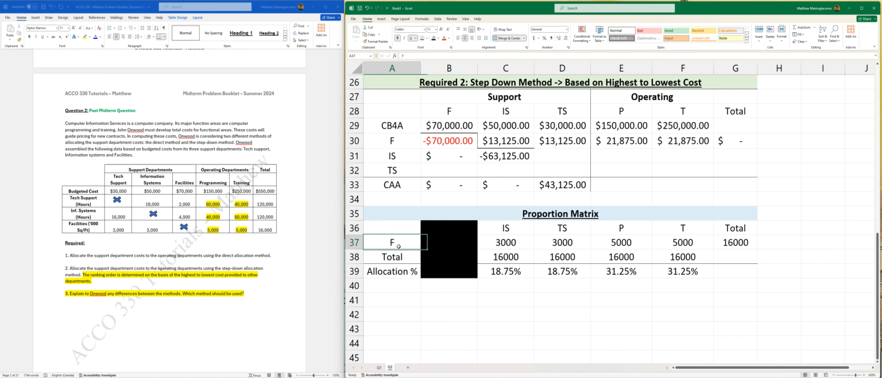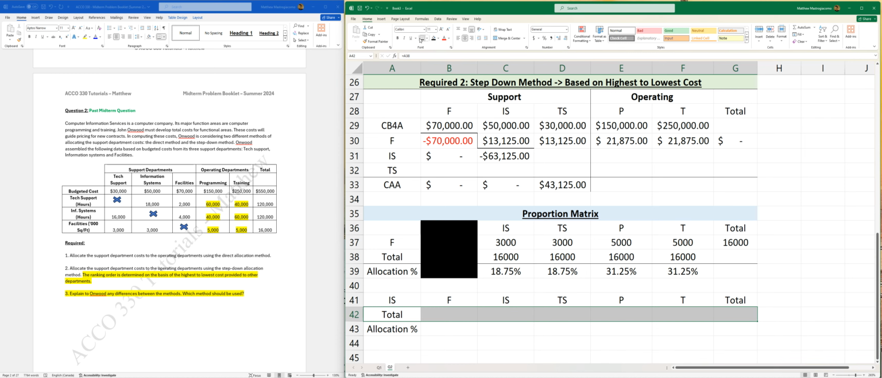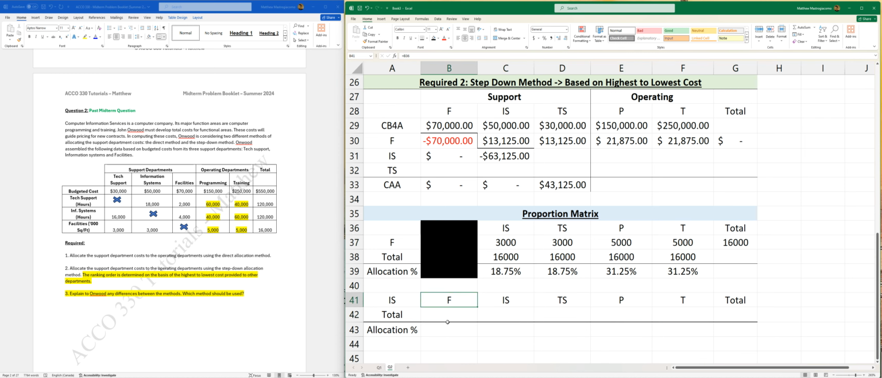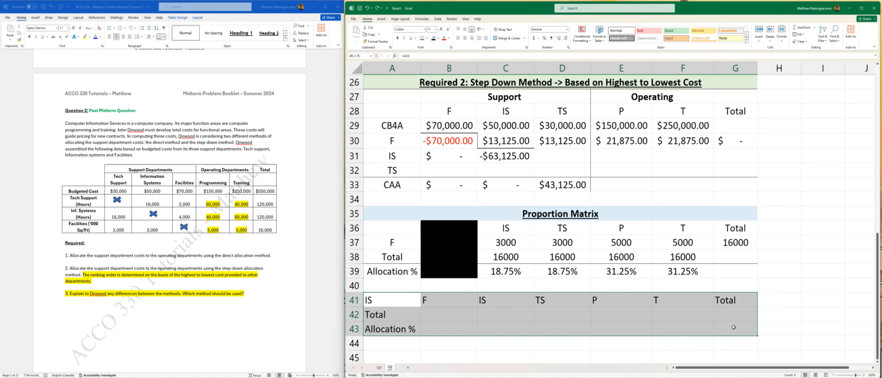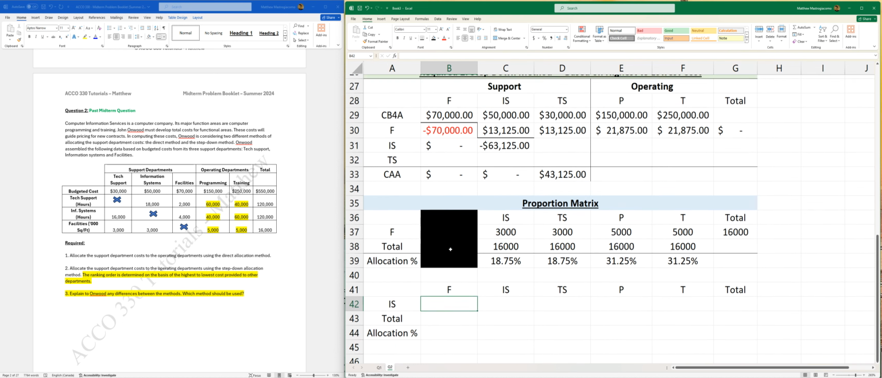Let's get into it. First off, we have IS over here. Then we put all our departments: facilities, then total, and then our allocation percentage. Let me drag this down a little bit, center this, and drag this down. Boom. Now for information systems, we have to see how much information systems helps facilities.